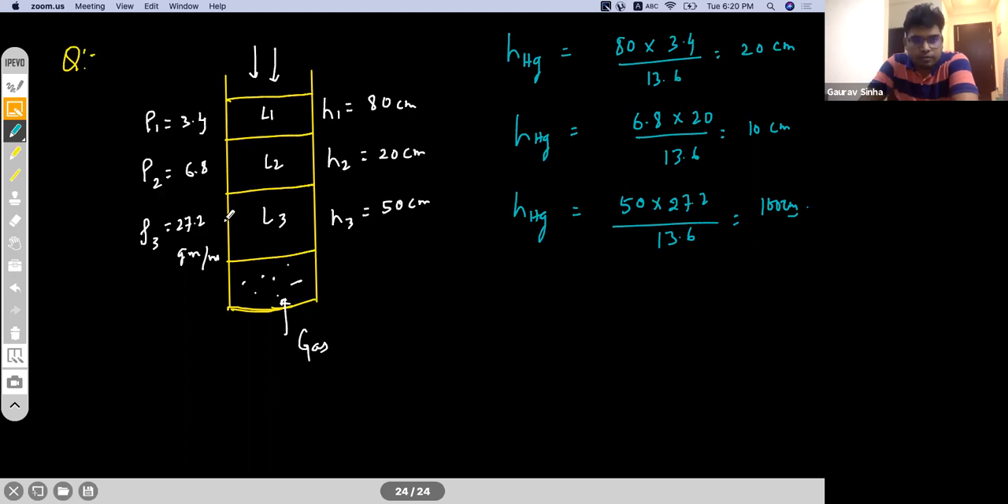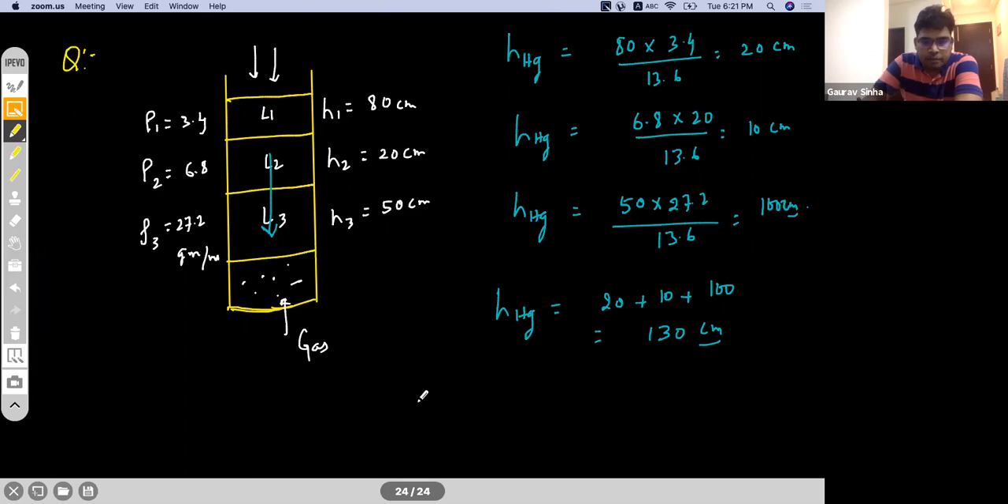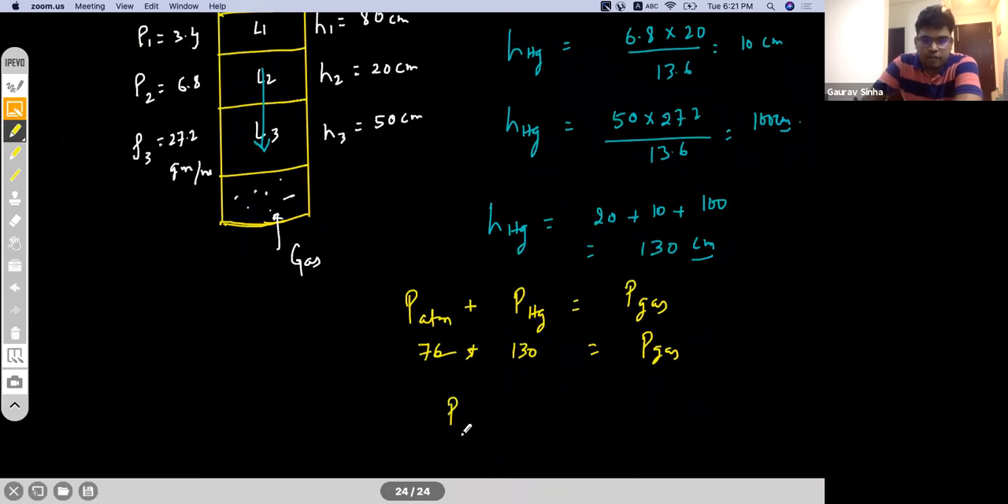And all these liquids will exert pressure in downward direction. Means what? Instead of these three liquids, we can place an Hg column of height 20 plus 10 plus 100, that is 130 centimeter. Means this height of the three liquids is equivalent to 130 centimeter of Hg. So this 130 centimeter of Hg, the pressure is in downward direction. Pressure of gas is upward, atmospheric pressure in downward direction. So we can write P atmospheric plus P of Hg equals P of gas. So 76 plus 130 is equal to P of gas. So pressure of gas equals 206 centimeter of Hg.